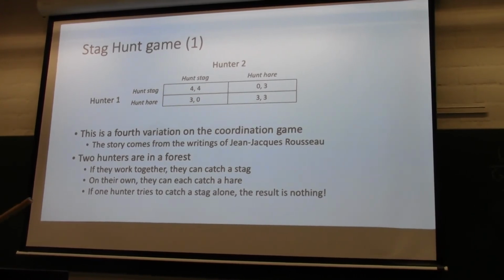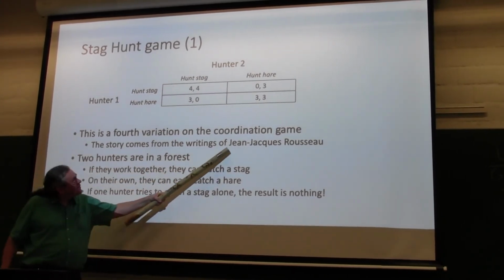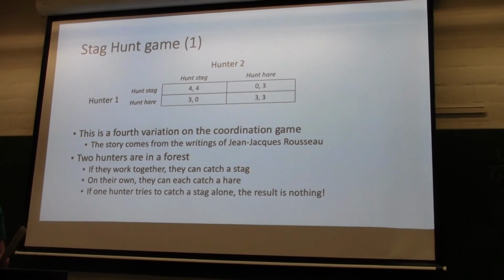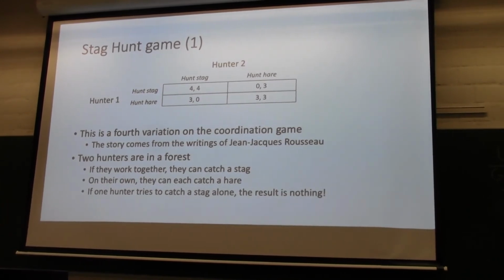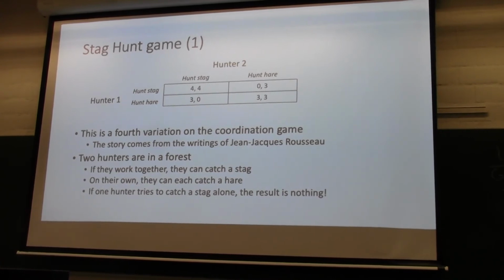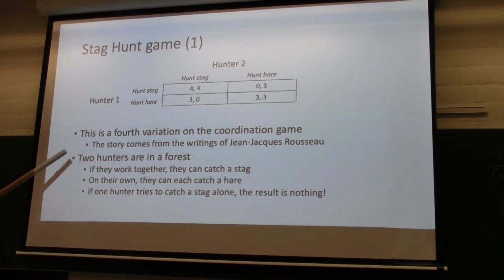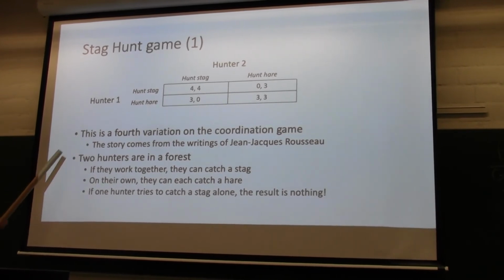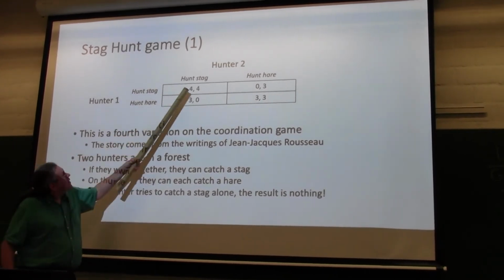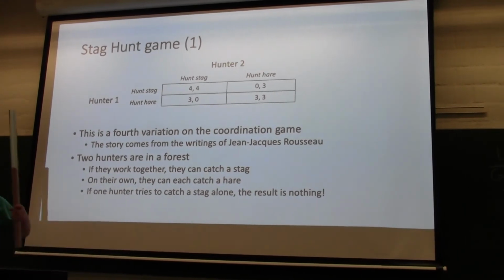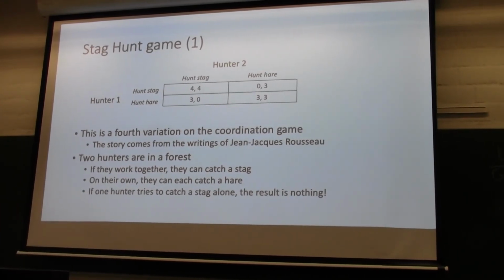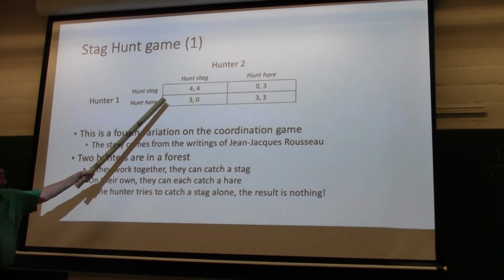So, okay, they go hunting. This is actually famous. It's very old. It actually comes from some totally weird philosopher called Jean-Jacques Rousseau. Maybe you heard of this guy. He's extremely obscure. Most people have forgotten. But still, this guy has explained this. Two hunters in a forest. If they work together, they can catch a stag, which is a big beast. So yes, they're very happy, they get 4, 4.